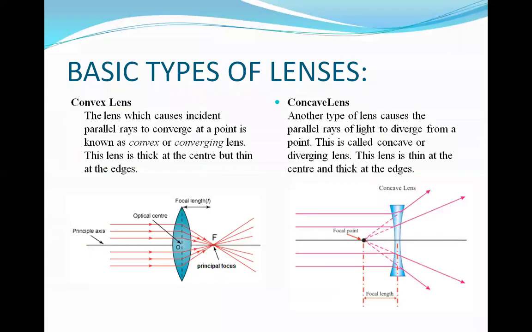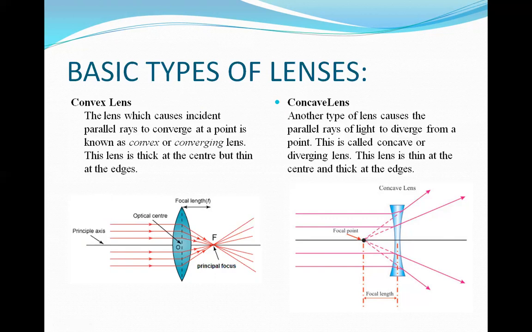So the basic two types of lenses up to now we have studied are number 1, convex lens, number 2, the concave lens. Let's discuss them. The lens which causes incident parallel rays to converge at a point is known as convex or converging lens. You can see in this first diagram, the parallel rays of light, when they enter this convex lens, all of them start the refraction, the bending of the rays starts in the lens. Be very careful in this diagram. All these rays will focus at one point. They meet at one point. That point is known as principal focus, and this point is also known as focal point.